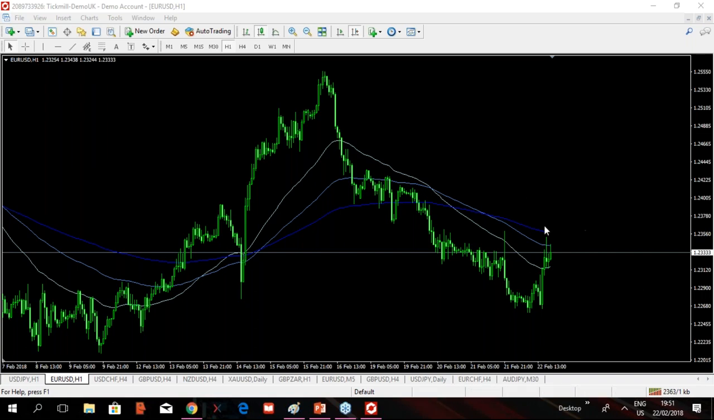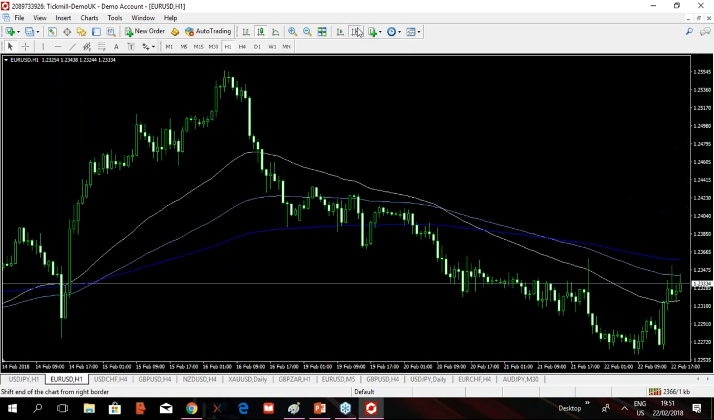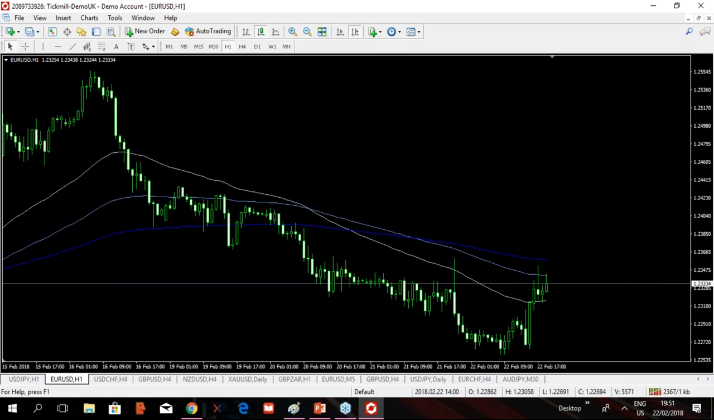Look at all these candles right here. Let me zoom in a little bit more for you. Okay. Look at all these candles right here. These candles are not above all the three lines. They're not under it, but they're in the middle. They're moving in the middle. They're touching the three lines as well.